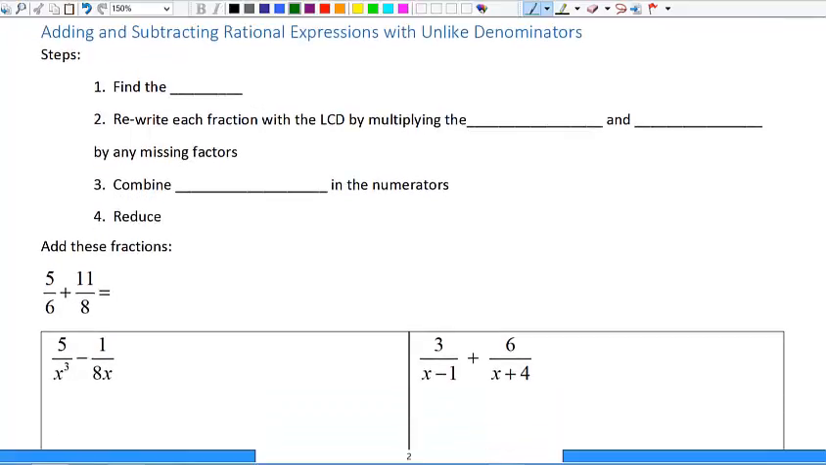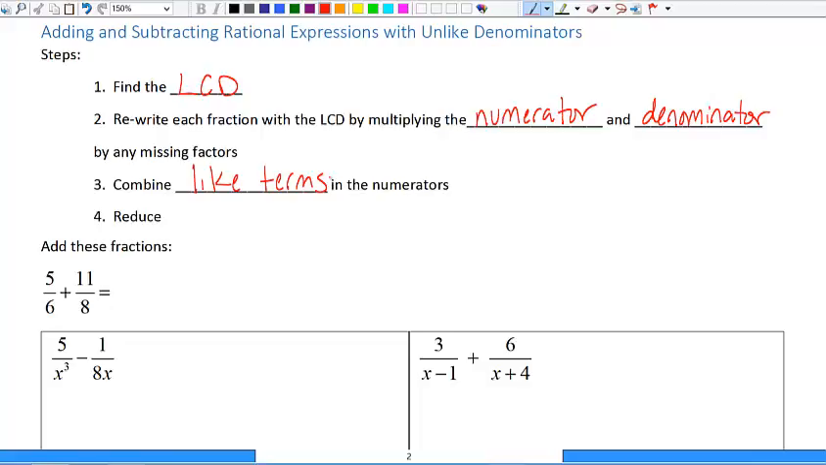Okay, adding and subtracting rational expressions with unlike denominators. The first thing you want to do is to find the LCD, which we just showed you how to do. Then you need to rewrite each fraction with the LCD by multiplying the numerator and the denominator by any missing factors that you don't already have in the LCD. Then we need to combine like terms in the numerators and reduce if necessary.